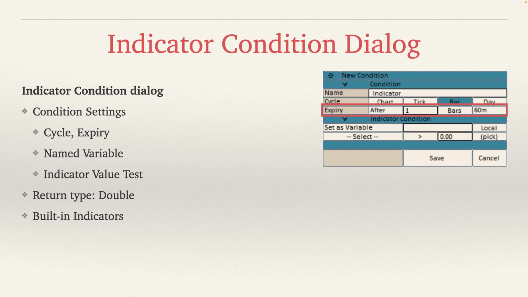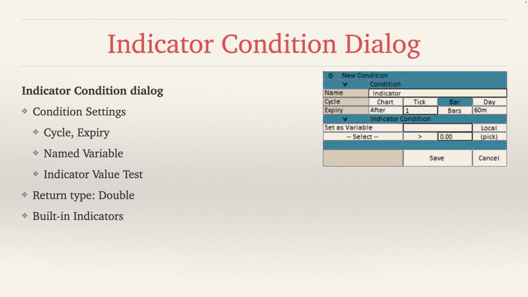You also have the option to either save the indicator value in a named variable or to perform a test with the value returned from the indicator. It's doing one or the other at a time, not both. If you provide the name for a variable, then the fields for configuring the test are hidden as a reminder.